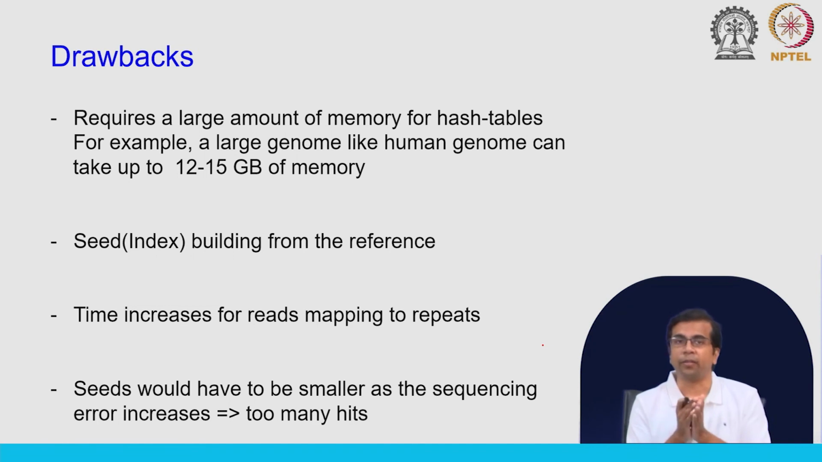Now, this is a problem that we have just mentioned. You have to design smaller seeds. You have to reduce k as the sequencing error increases, so as to avoid that, some seeds will contain a perfect match with the keys in the hash table. Now, the moment you do that, what will happen is that you will get too many hits.